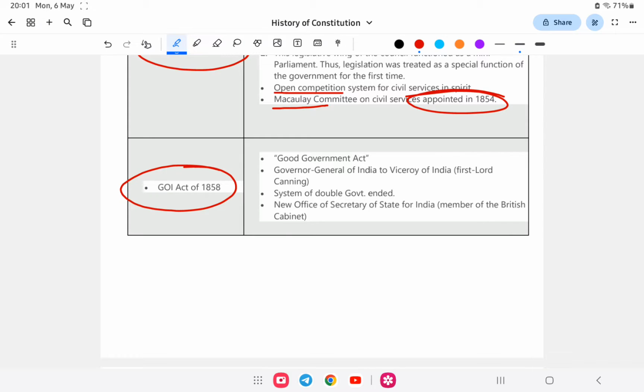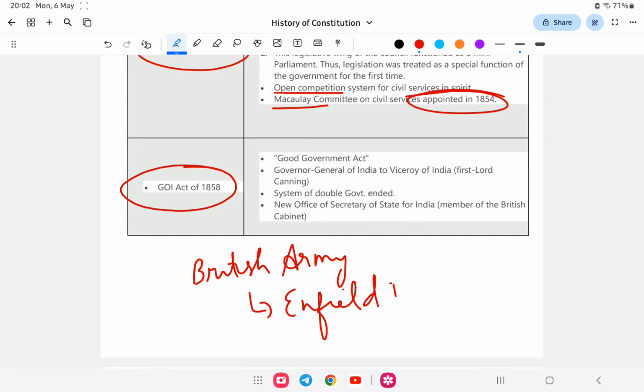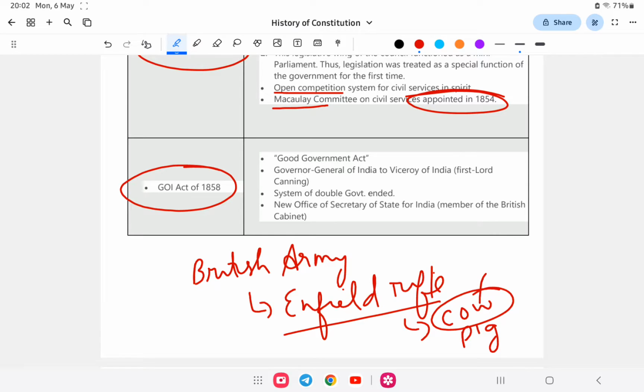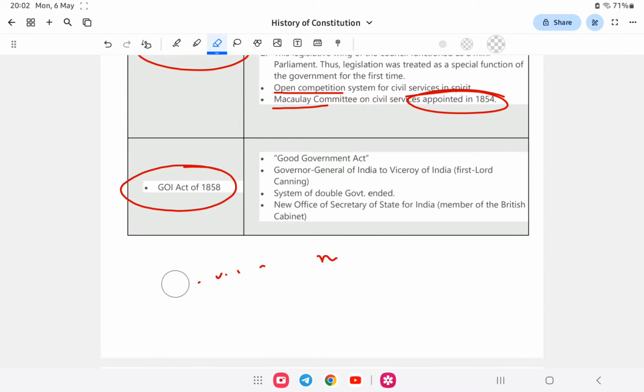For example, the British army recruited Indians, and the Enfield rifle cartridges were greased with fat, cow and pig fat. The cow is very sacred to Hindus first of all, and the pig is not halal, so Muslims do not eat it. Because of that, Indians in the British army had to bite the cartridges with cow or pig fat to load the rifle. It affected their religious beliefs, and there was a growing hatred towards the British army.